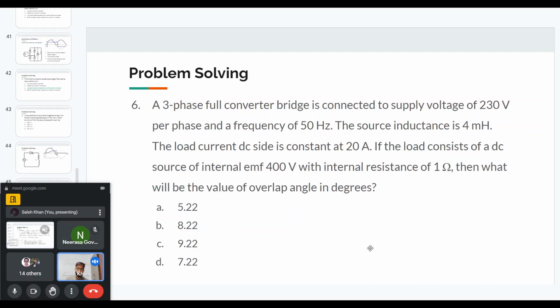In the meantime, those who are interested can see the sixth problem. They can try to solve it. Okay, so we can have a short break right now.